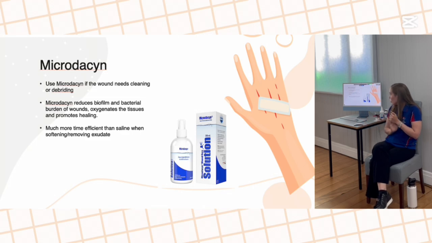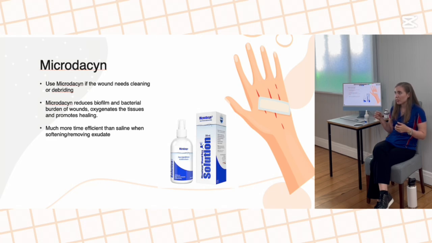Other thing that we love using is Microdacyn. I'm sure we've mentioned this before. So Microdacyn is a fantastic wound cleaner. It can help debride as well. It reduces biofilm and the bacterial burden, and it helps oxygenate the wound. It also is very time efficient in terms of softening really sticky slough, because in private practice we are trying to make the most of the time we have with the person and get more therapy going.